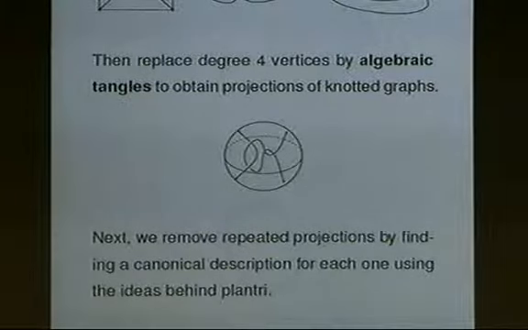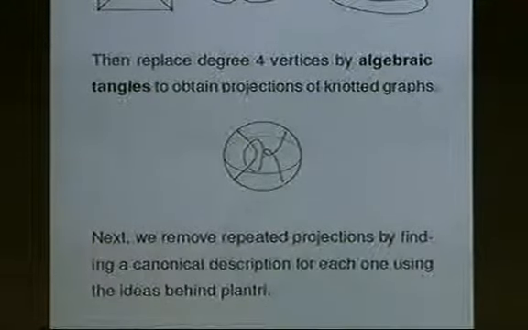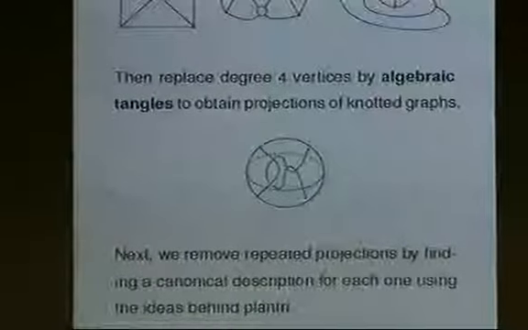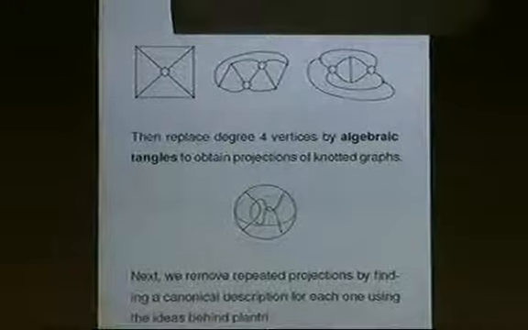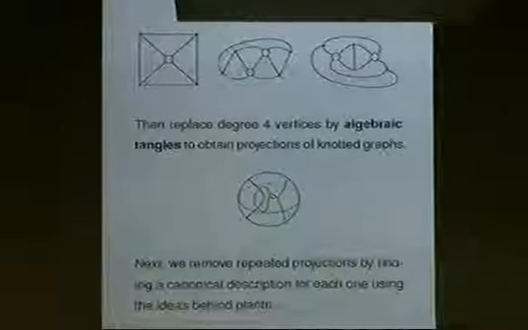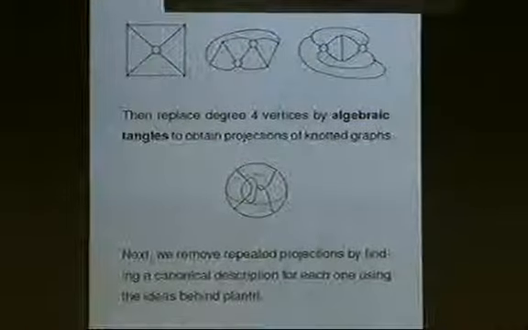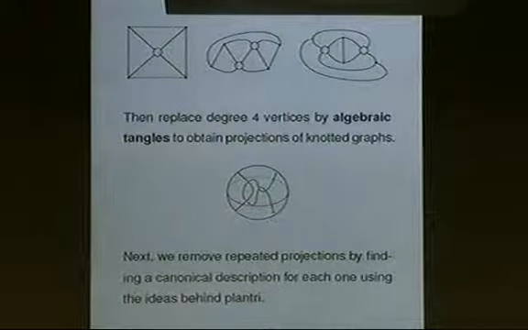Start enumerating these projections. Now at this stage, there's probably lots of repetition. First of all, you might have different copies of the same projection. So first thing is to get rid of repeated projections. And there's a nice way to do that by using a kind of canonical description of these projections, which uses the ideas of planarity. So first you get rid of repeated projections.